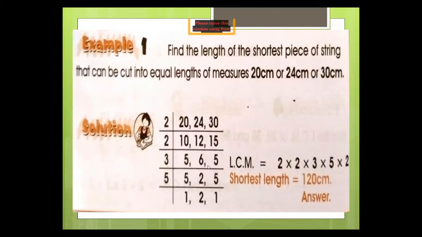So you know that 6 and 15 both are divisible by 3, but 5 is not divisible by 3. So we take 5 as it is, and divide 6 and 15 by 3. If we divide 6 by 3, the answer is 2. If we divide 15 by 3, the answer is 5.